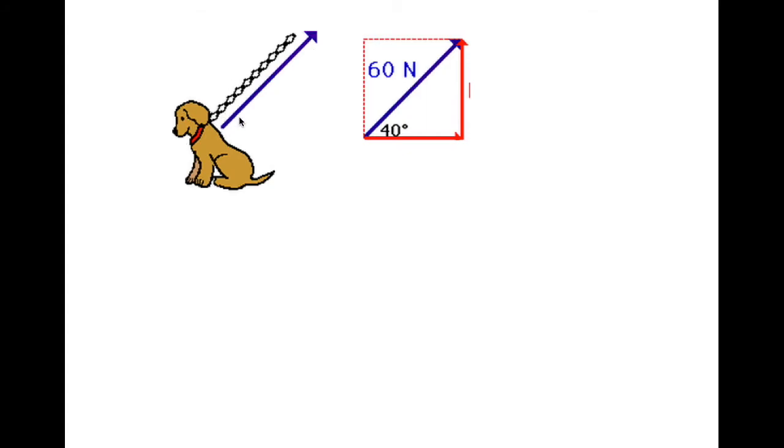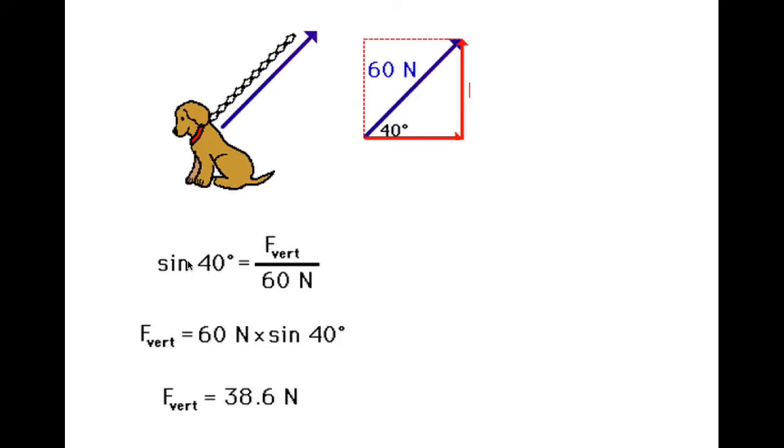Here is our dog, Fido, and we have our vector drawn, and we are given a magnitude of 60 newtons for the force that is being pulled on this dog. When we draw the x-axis, we know that this is a 40-degree angle. Given these two numbers, we should be able to figure this out, given that we already know how to calculate for each side of a triangle.